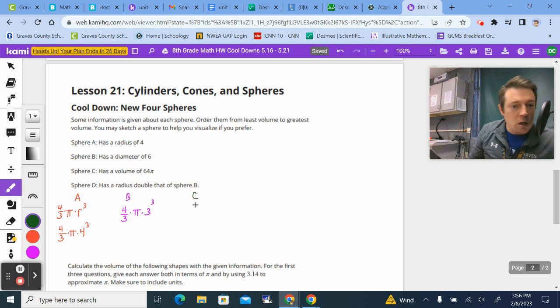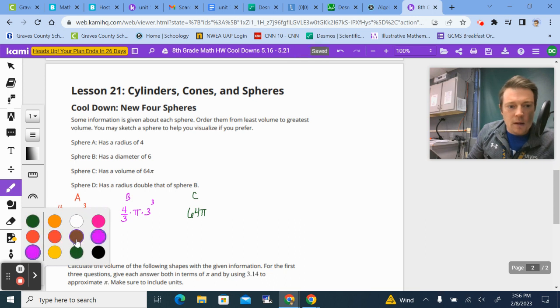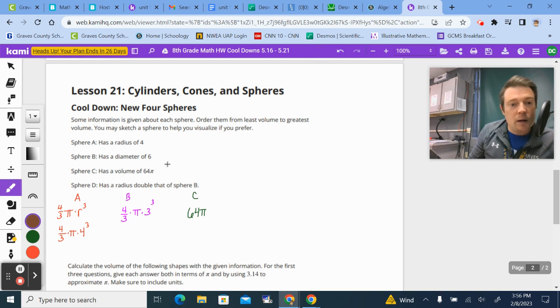And then for C, it tells us what the volume is. So they've already kind of worked that one out, 64 pi. And then D has a radius double that of sphere B. Okay, so if sphere B's radius was doubled, that would be 6. So D would be 4/3 times pi times 6 to the third power.